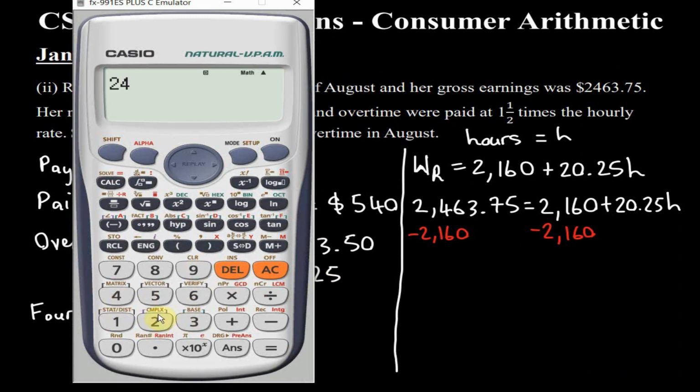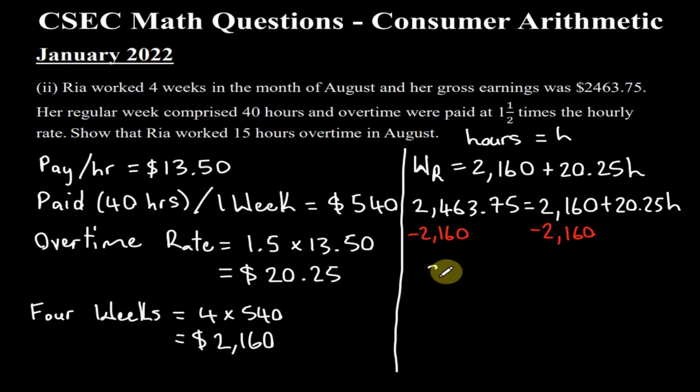So it's 2,463.75 minus 2,160. And here we're getting 303.75 is equal to, 2,160 from 2,160 is 0, so we're left with 20.25 H. And now we can definitely divide both sides by 20.25.